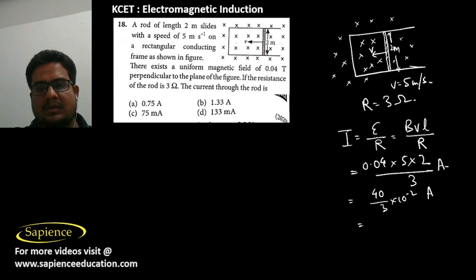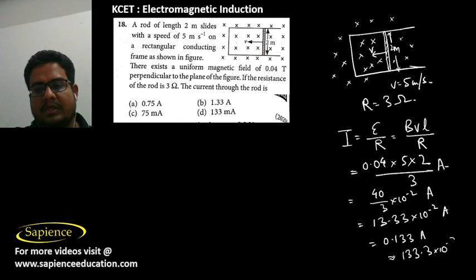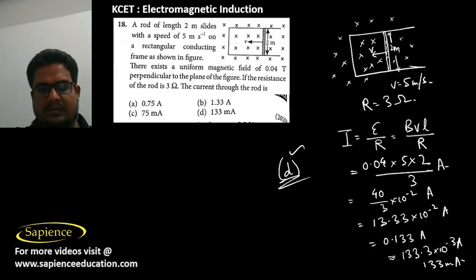So it is 13.33 into 10 power minus 2 ampere, that is equal to 0.133 ampere, or you can say 133.3 into 10 power minus 3 ampere, or 133 milliampere approximately. Option D is the correct answer.